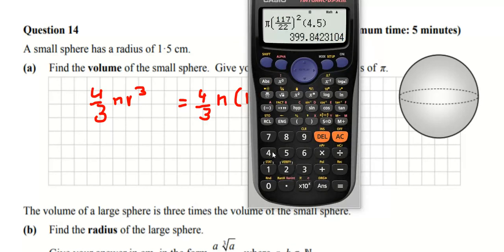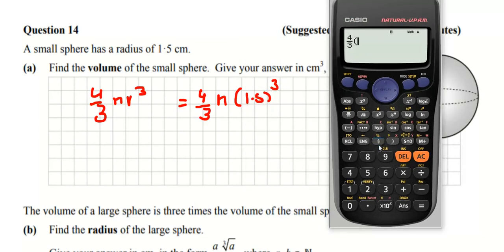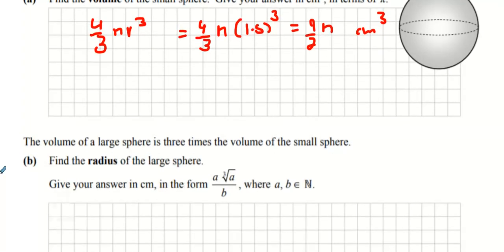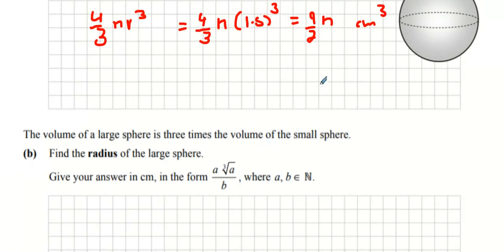I just want to check this one out. 4 over 3. Ignore the pi, just don't even put it in, guys, and then let's do 1.5 squared, or 1.5 cubed. It is 9 over 2. 9 over 2 pi centimeters cubed. The volume of a large sphere is 3 times the volume of the small sphere, so multiply this by 3. 9 over 2 pi multiplied by 3, which is 27 pi over 2.